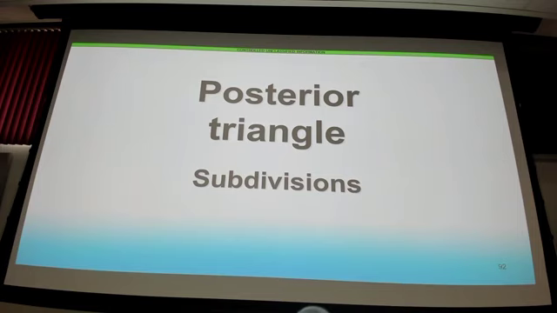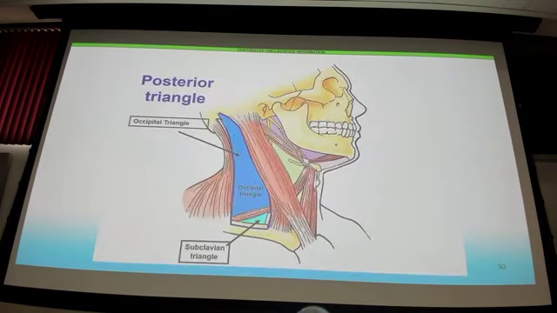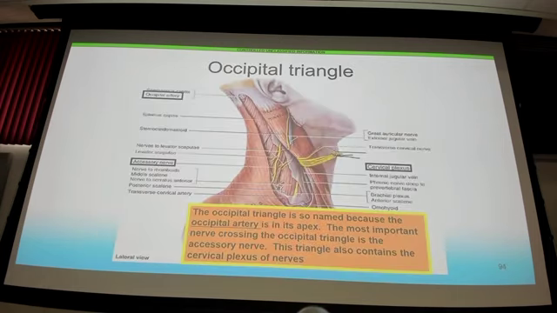Posterior triangle has 2 subdivisions. You have an occipital triangle and you have a subclavian triangle that we see depicted there. That's the subclavius muscle, so below that. Here's what I want you to know about these. When you look at the occipital triangle, it has the occipital artery in its apex.